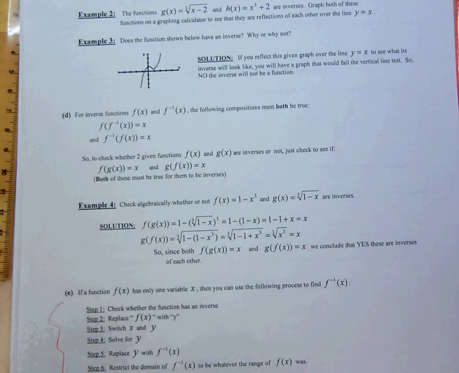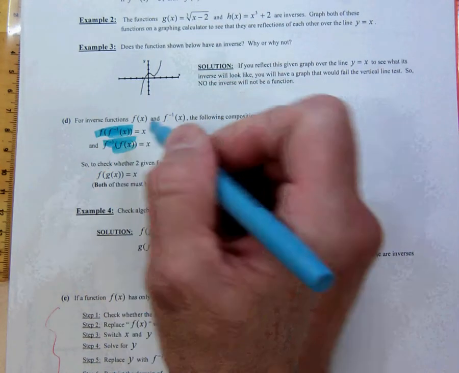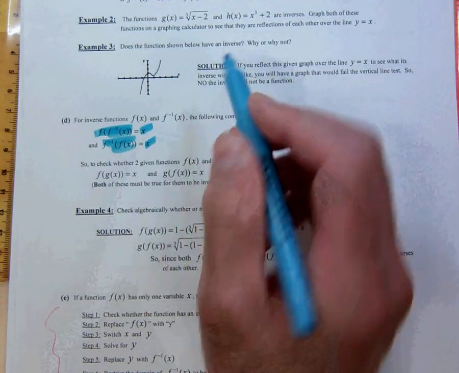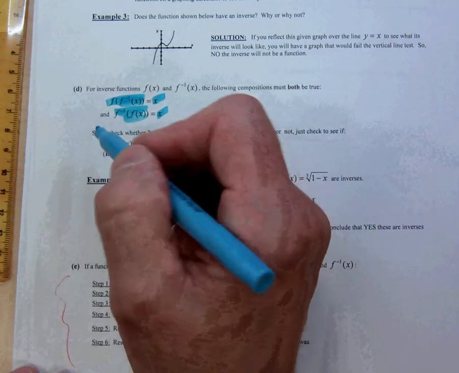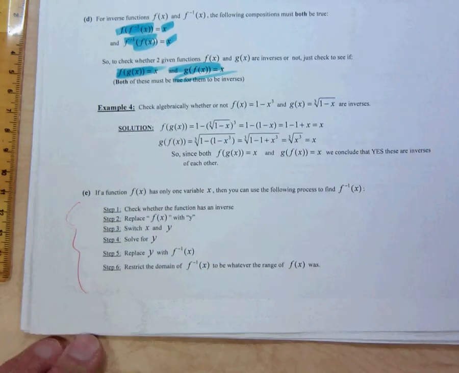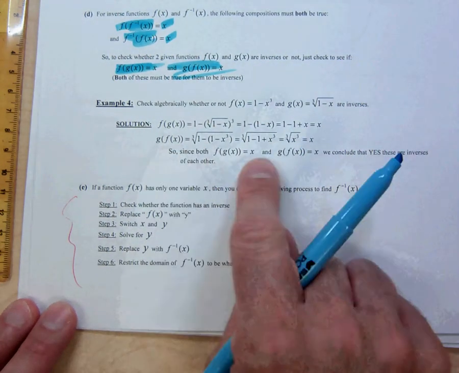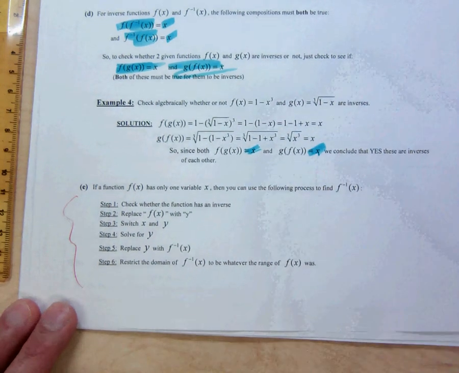Now, a couple other things you should know. When you take the composition of f and its inverse both ways, after you simplify those, you should always get what? x. That's one thing you should know. Here's another way to write it: if f and g are inverses, that's saying the same thing. Here's an example of that. Notice when I took f of g of x and g of f of x, I got what in each case? x. No big deal.